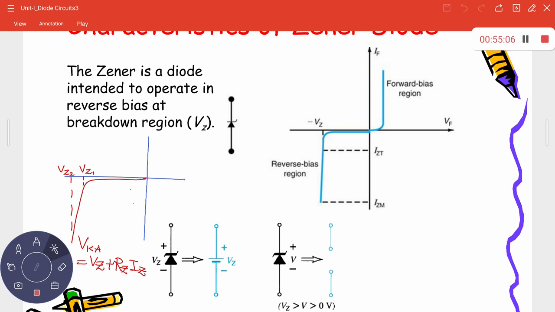Sir, Izm, burning or energy? But peak inverse voltage. Izm applies; it should be within Izm. And accordingly, we can have these regulations.